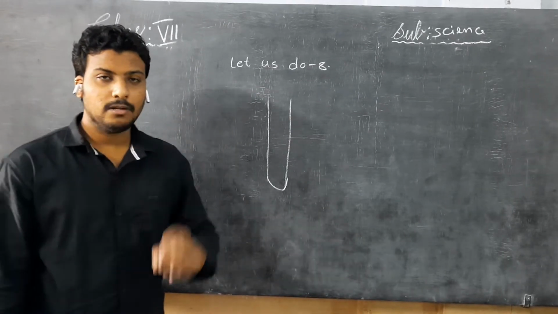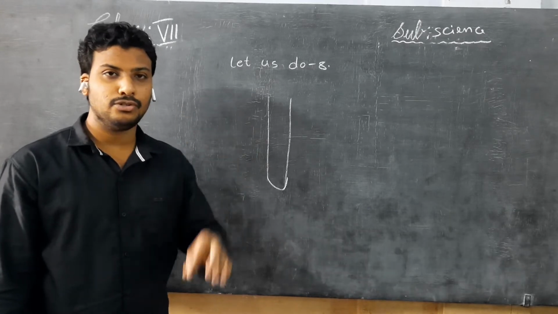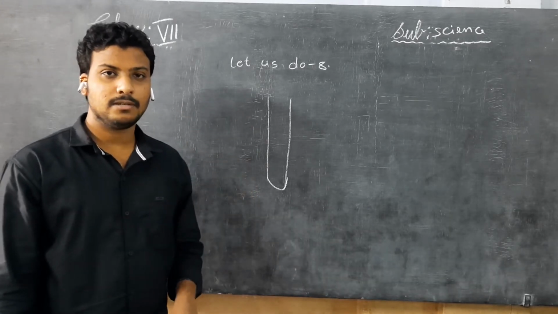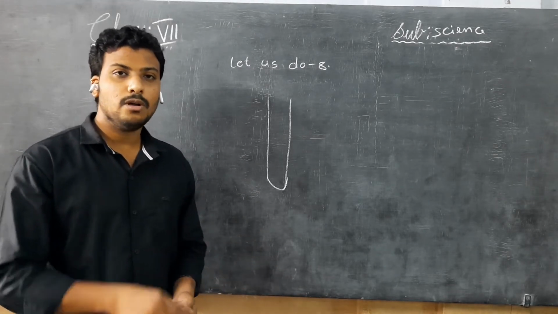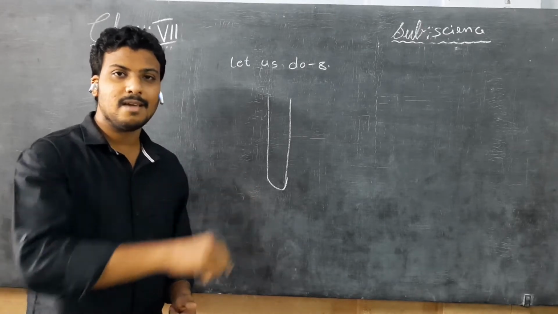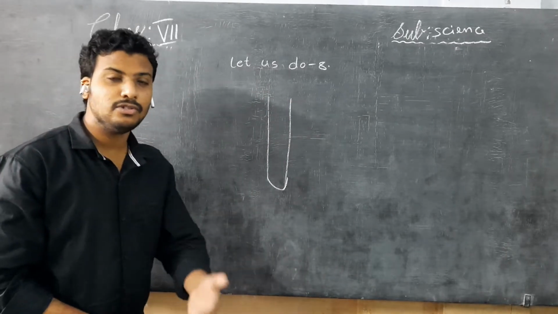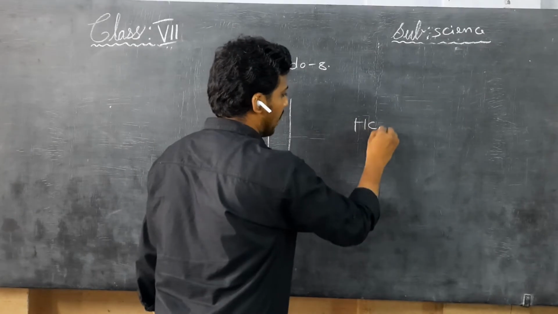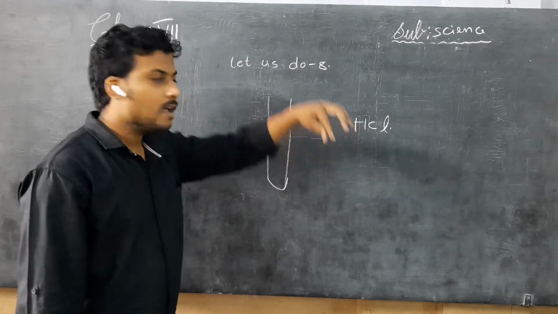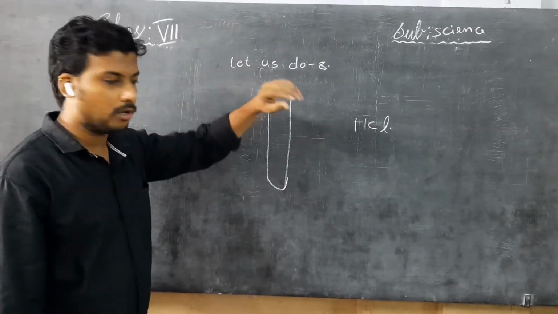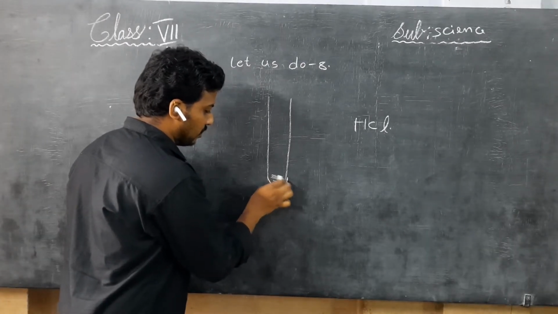Using a dropper, which is used to take chemical substances, because with the hand we cannot touch chemical acids, it's dangerous. With the dropper we take the chemical and pour it into this test tube. What is that chemical solution? Nothing but HCl, hydrochloric acid. Take hydrochloric acid and put just 10 drops into this test tube.